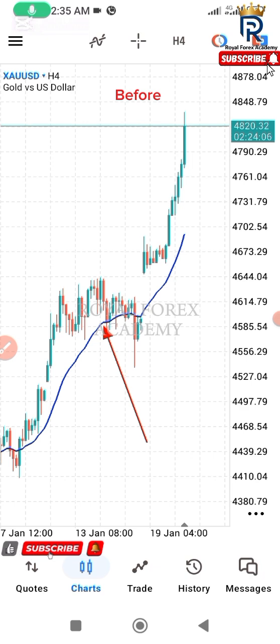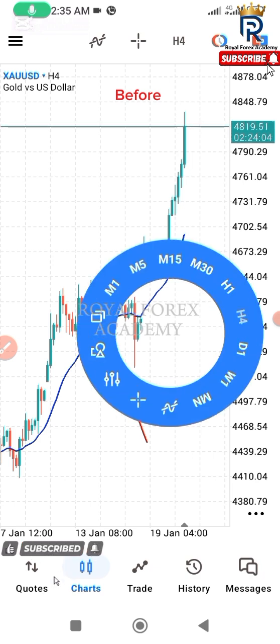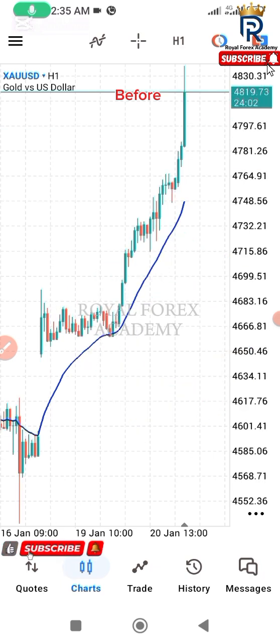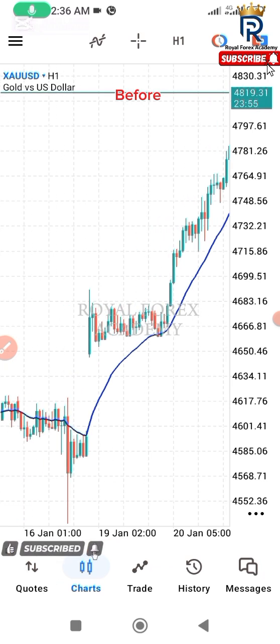So we'll come to our H1. You do your analysis of the trend on the 4-hour time frame. Your entry is either on an H1 or on a 30-minute time frame. So look at what happened here.